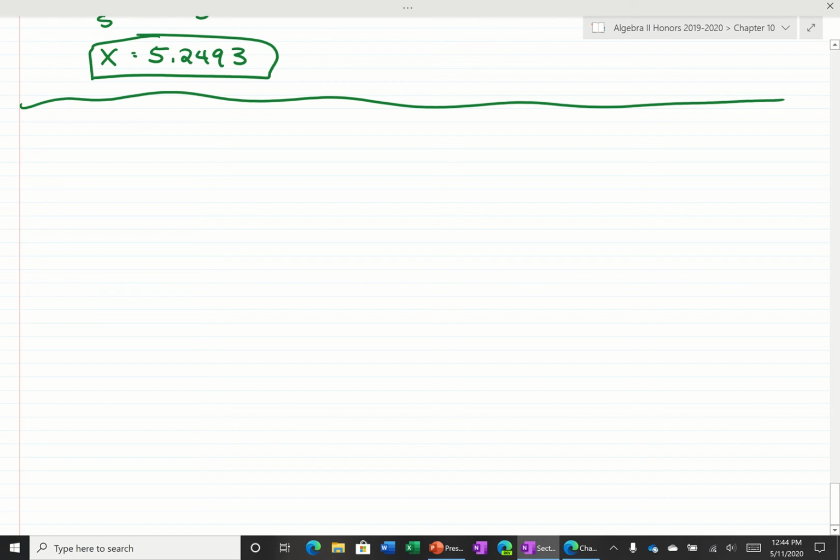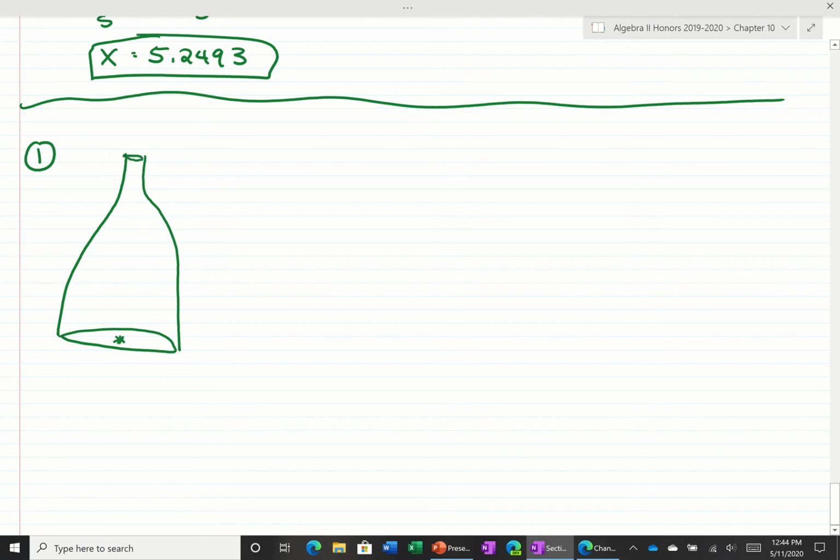The first problem on the worksheet says that a bacterium is placed in an empty bottle. I'm a terrible artist, so you could laugh if you want. That's awful. But we have one bacterium that's placed in an empty bottle. The size of the bottle doesn't matter. And the bacteria population doubles every minute. So we have exponential growth.